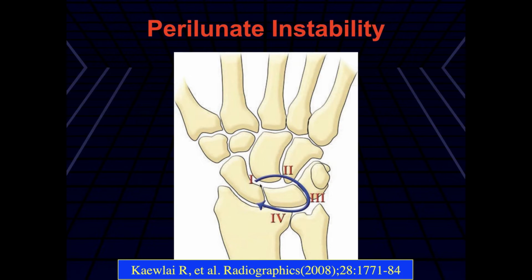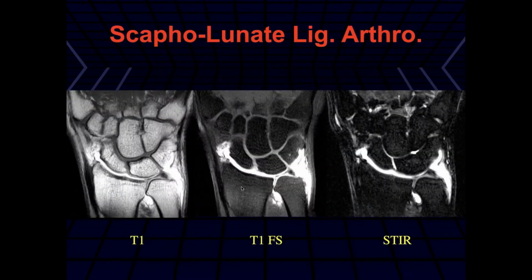Now, a lot of the instability patterns that we're talking about hinge around the lunate, as we talked about before. A lot of discussion has been had about perilunate instability, and it tends to initially involve the dorsal scapholunate ligament, but let's just go forward here. So here's an arthrogram. Jennifer, what do you think of this?